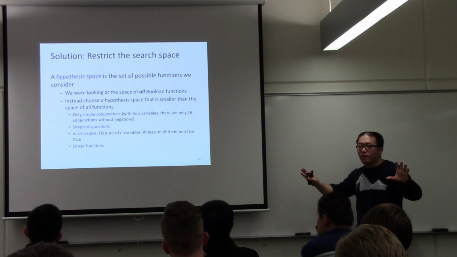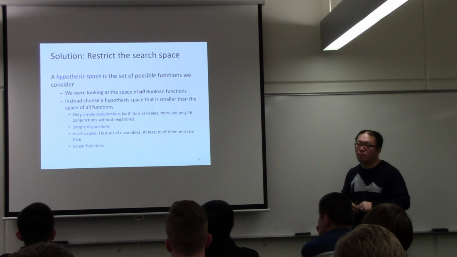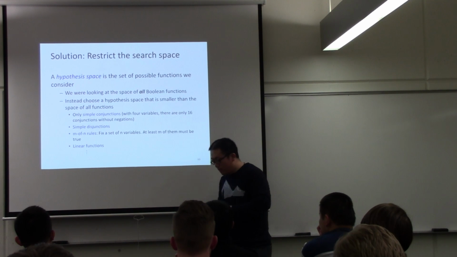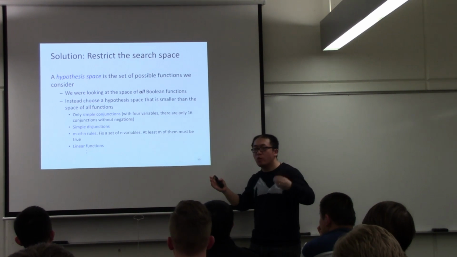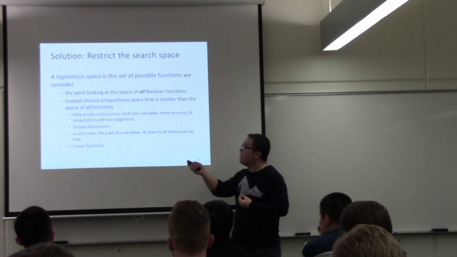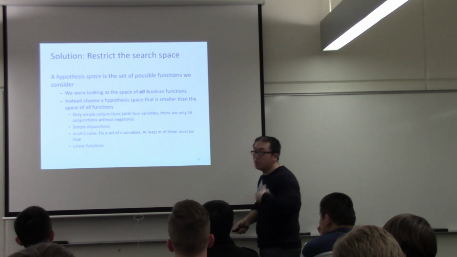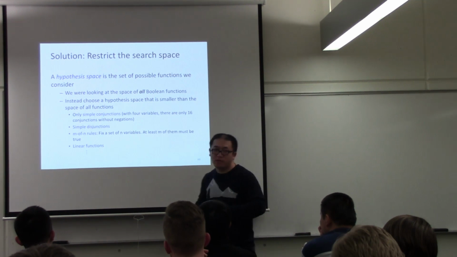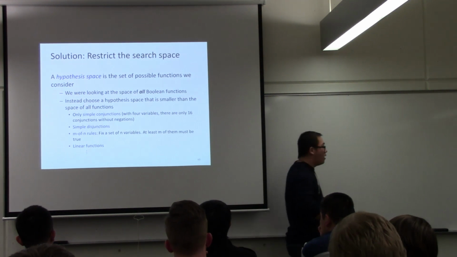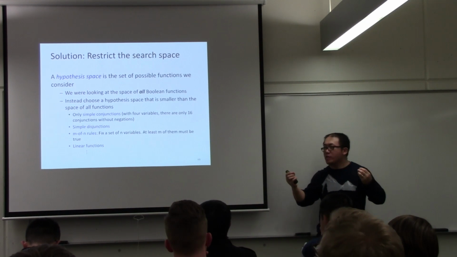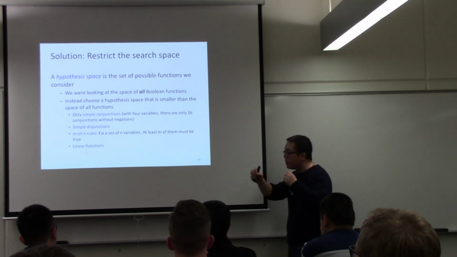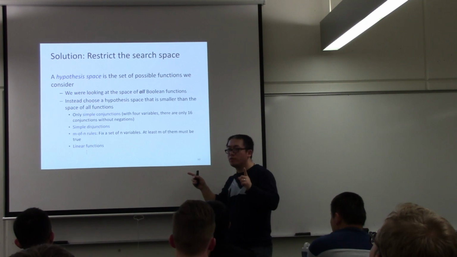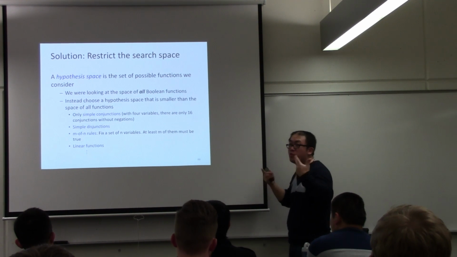We do not choose that large hypothesis space. For example, we can restrict the form of functions we are going to search for. And here I list a few simplified or reduced hypotheses, like simple conjunctions. Simple conjunctions are a specific type of functions which have the form that they are simply conjunctions between a set of variables. So it is much more restrictive, right?